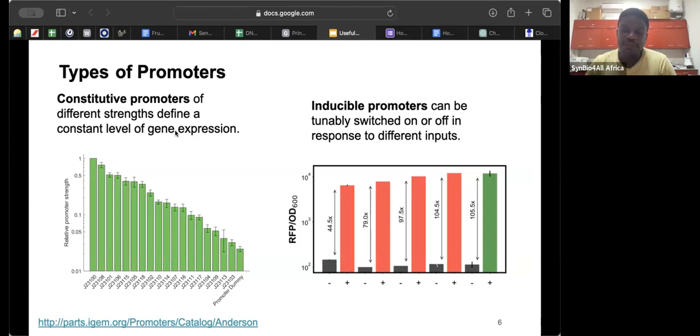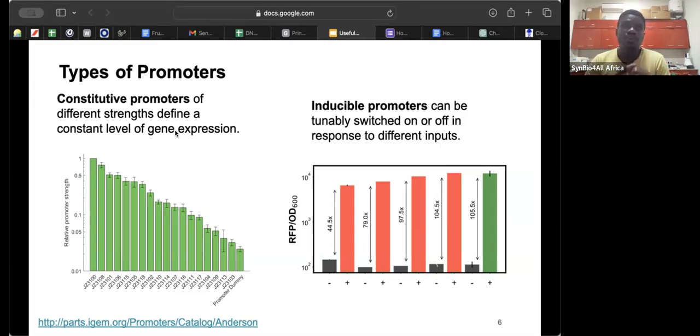I mentioned that the strengths of promoters are different, right? So for example, even if you want to use a constitutive promoter, not every constitutive promoter functions the same way, right? Even if you pick one constitutive promoter, how it's going to affect the expression of your protein is different from how another constitutive promoter is going to affect the expression of your protein.